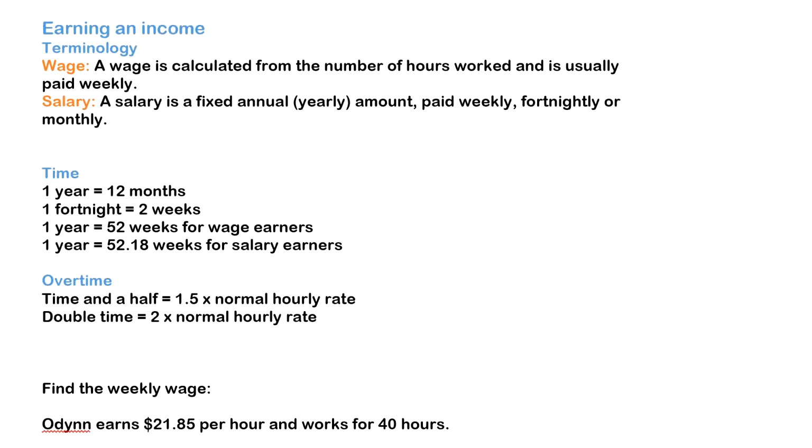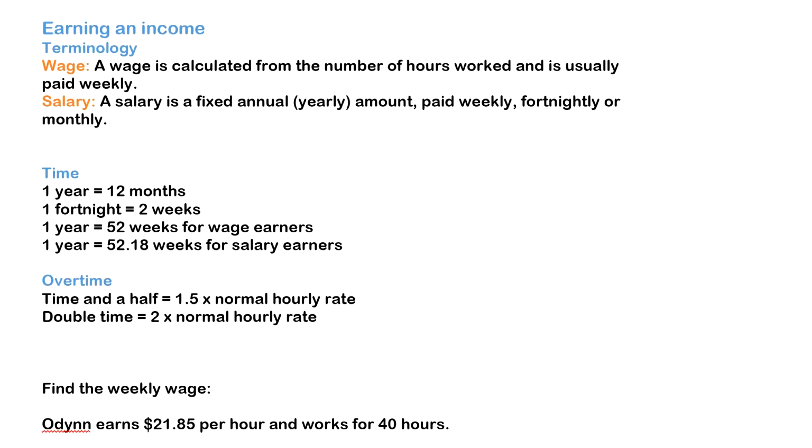In this video, we're looking at earning an income. So I'm going to cover a couple of terminology things first. The wage is calculated from the number of hours worked and is usually paid weekly. In comparison, a salary is a fixed amount annually or yearly that's usually paid weekly, fortnightly, or monthly. You've got to remember some things in terms of time when you're dealing with these. So 1 year is 12 months, 1 fortnight is 2 weeks.